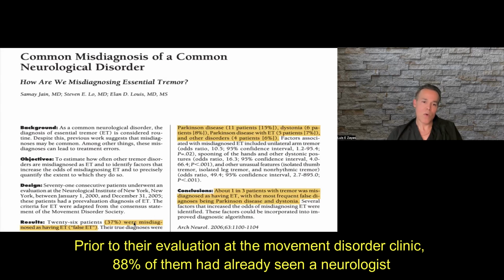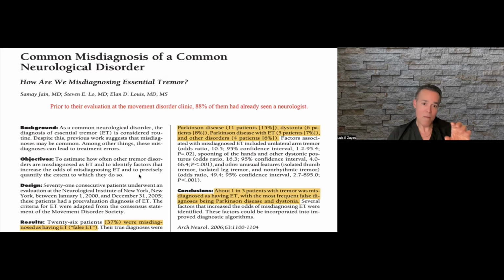Those patients that were misdiagnosed in this study usually have diseases like Parkinson disease, dystonia, or even a combined process of Parkinson disease and essential tremor. So in summary, 33%, or one-third, of the patients with tremors are misdiagnosed based on this study from New York.